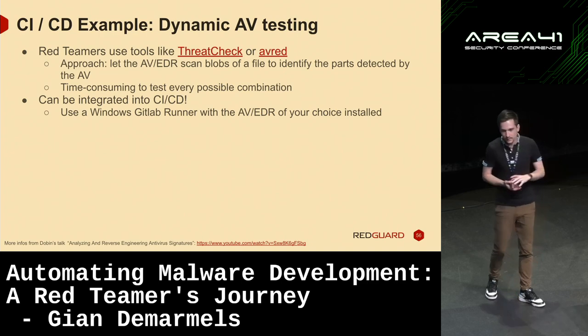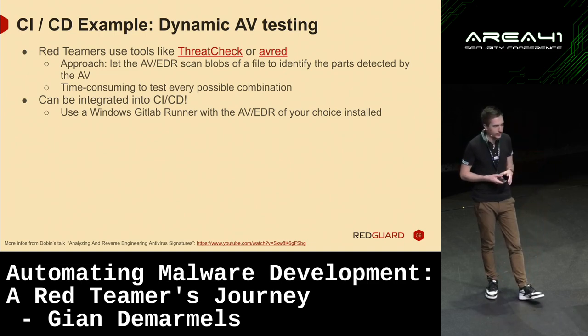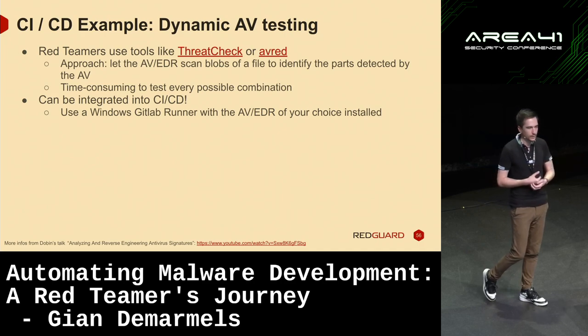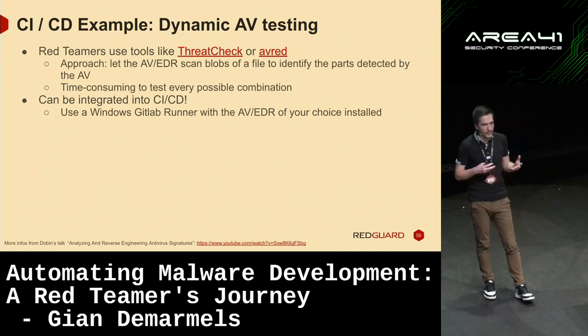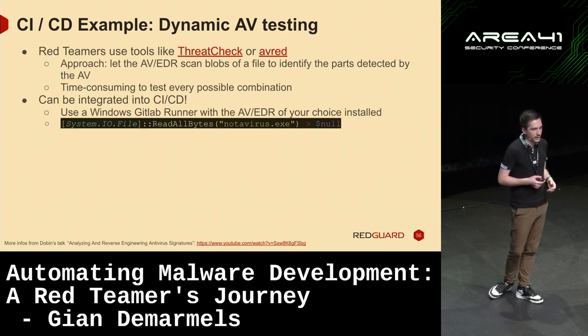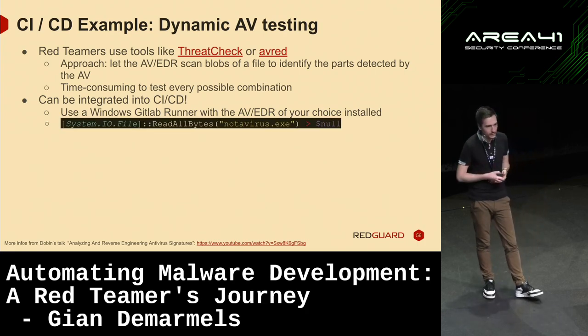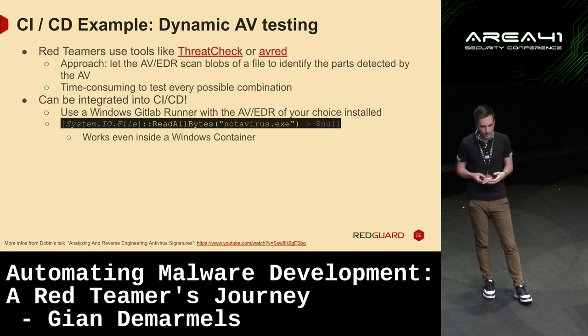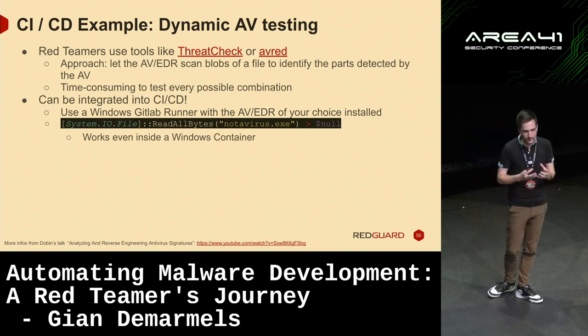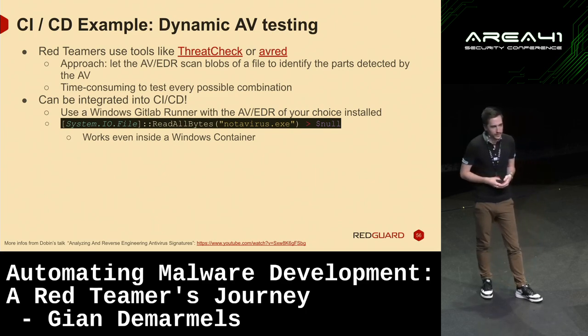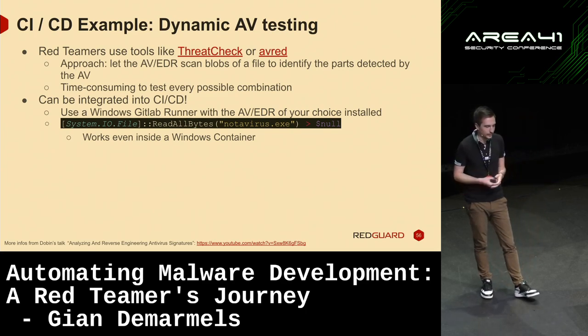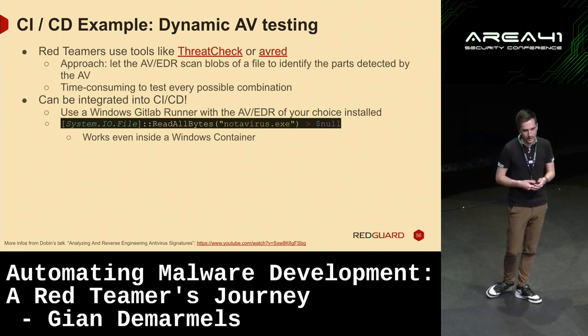It is very easy to implement. I was very surprised, but if you use a Windows GitLab runner with an AV and EDR pre-installed, you can simply call ReadAllBytes inside a Windows container, and this makes sure that the bytes that are read are sent via AMSI to all AVs that are subscribed via AMSI.